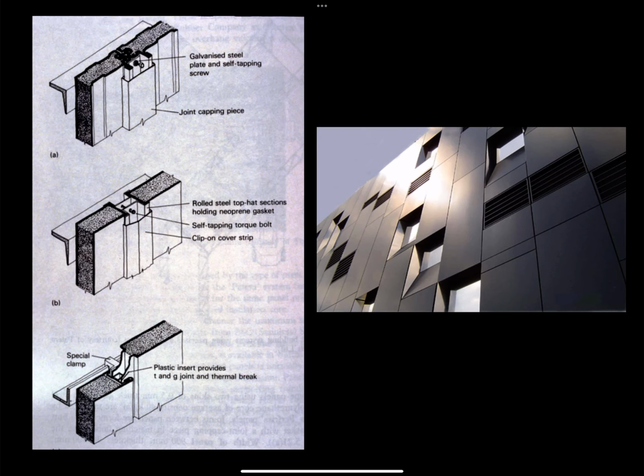And another common method is a neoprene gasket. Neoprene is a black rubber material. This would be similar to the gaskets that hold the glazing on your automobile.